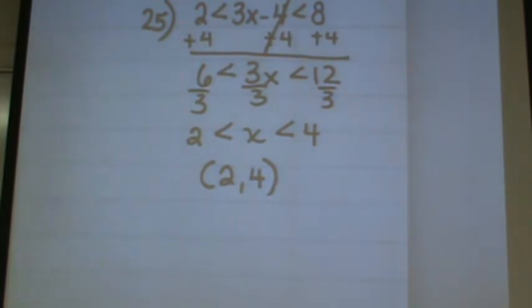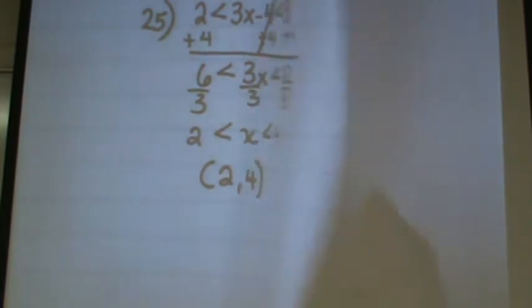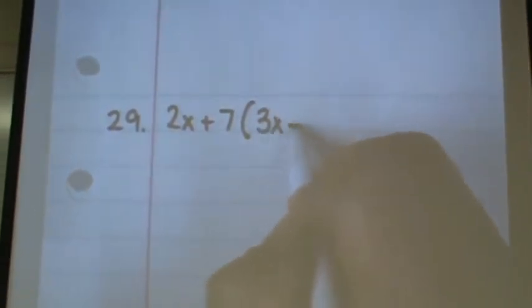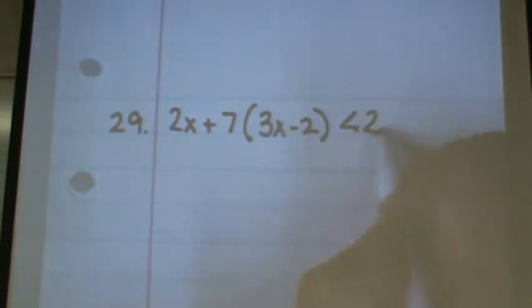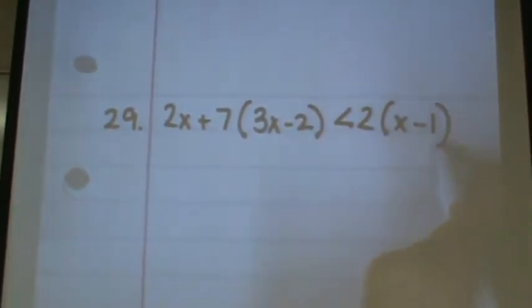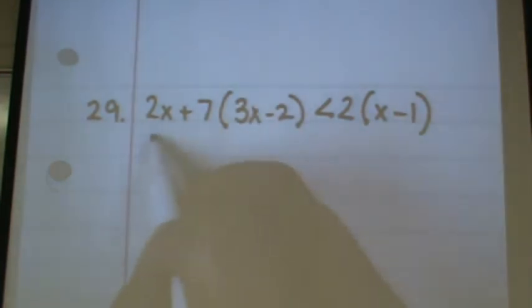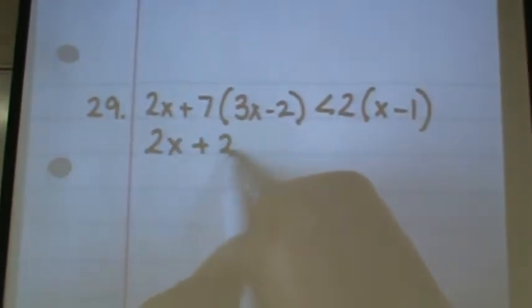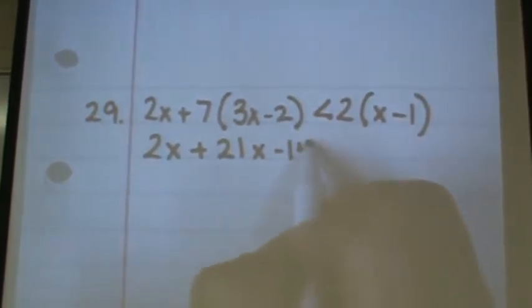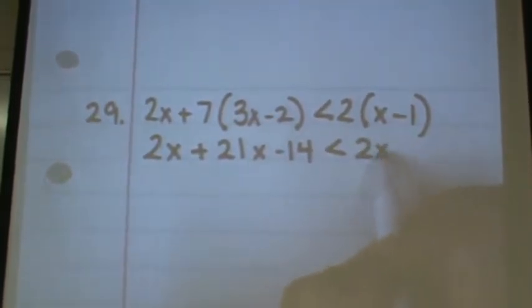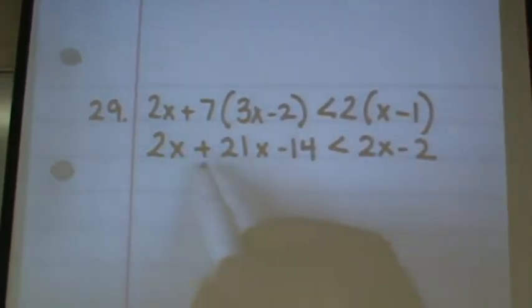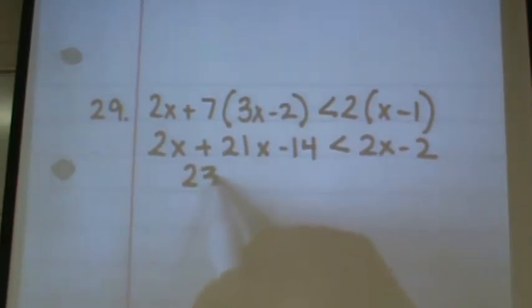We're going to skip 27 and we're going to do 29. 29 says 2x plus 7 times 3x minus 2 is less than 2 times x minus 1. So we're going to distribute the 7. We get 21x minus 14 less than 2x minus 2. On the left side, these two add to be 23x.